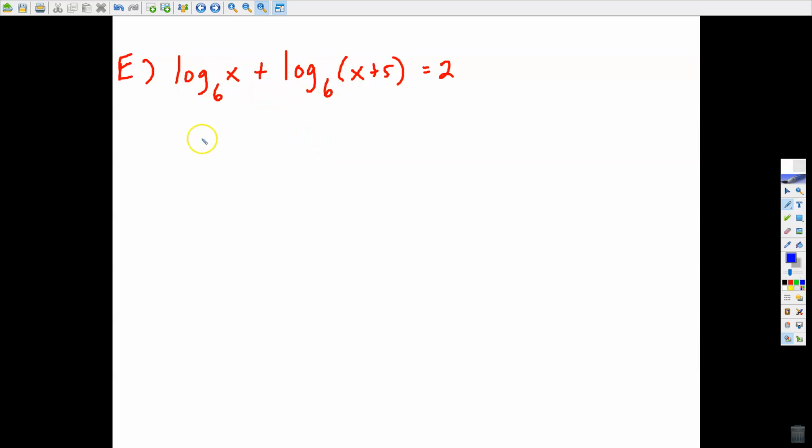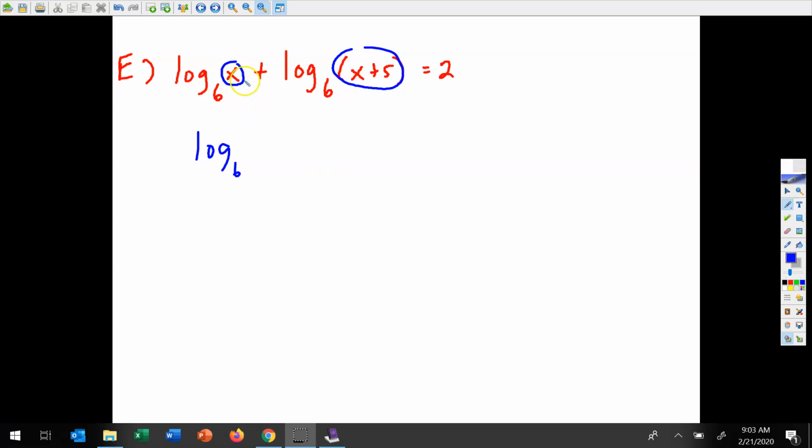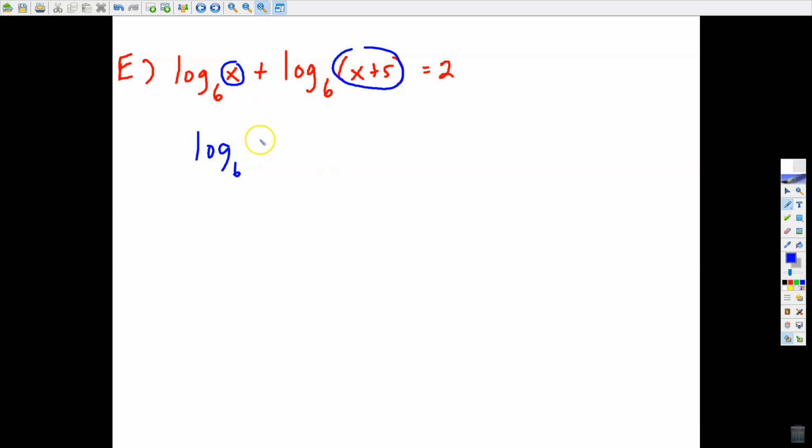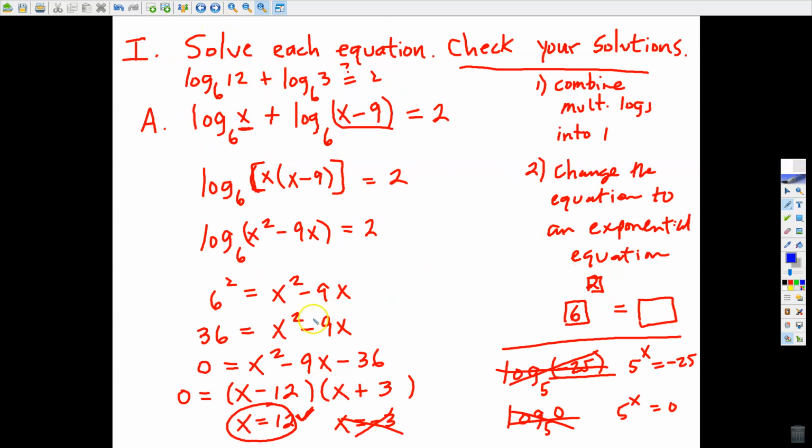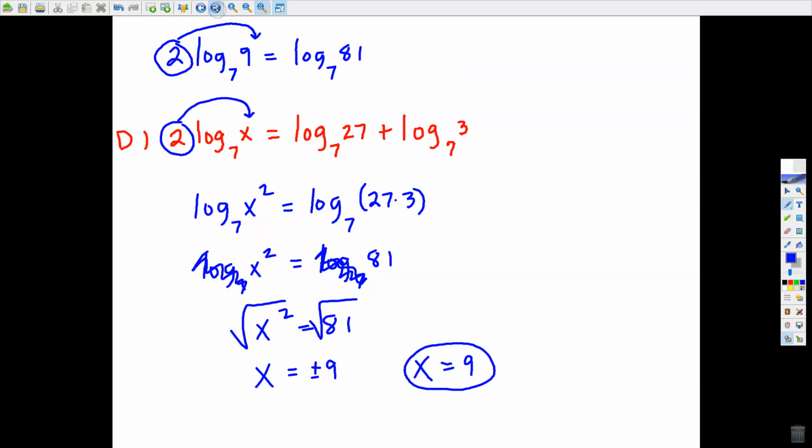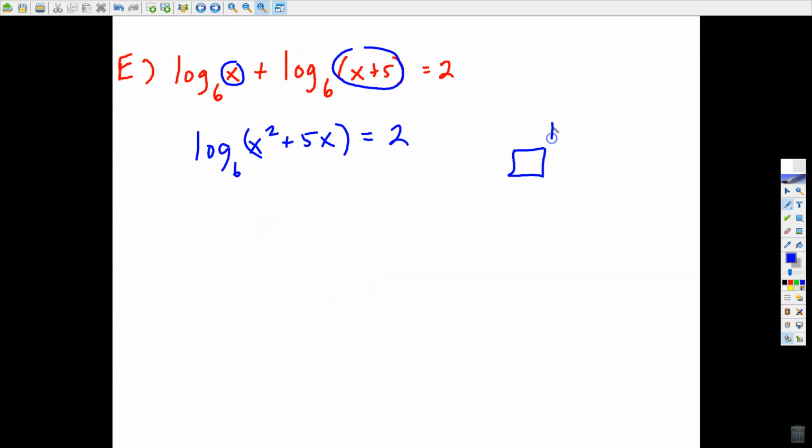I see the product property being used here, so I'm going to put these two together, x and x plus 5. So according to the product property, if I multiply those together, I get x squared plus 5x. Now notice I can't apply that log property of equality in this case because I don't have logs on either side of the equation. So I'm going to change this into exponential form like we did back in our first problem. We took this log equation and we turned it into an exponential equation.